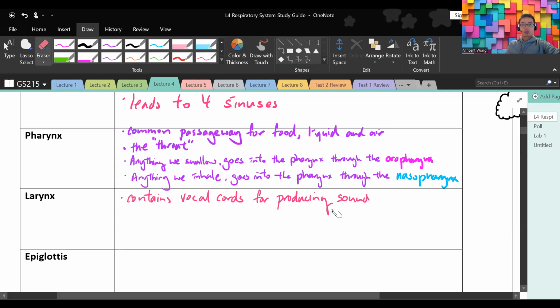So it contains the vocal cords for producing sound, and the opening to the larynx is called the glottis. Okay, glottis.